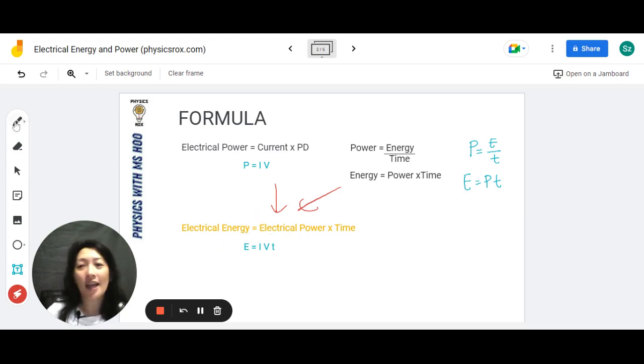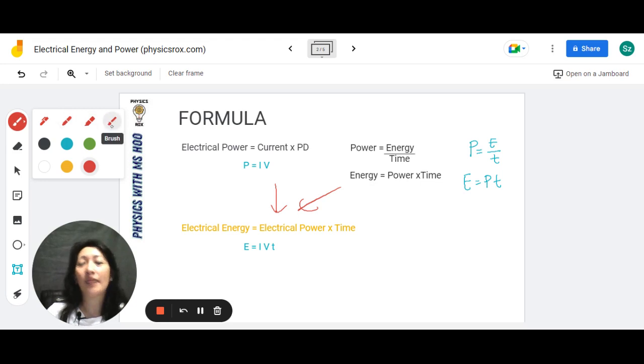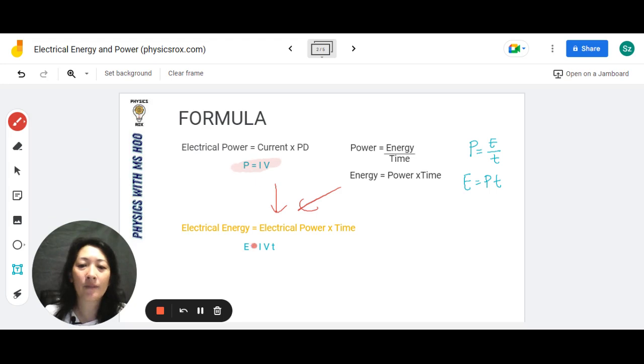And that's it. If you have these formulas, that's all you need in order to solve power and energy calculations for electrical circuits in your examination questions. You need to know this formula, and this formula, and you should be able to solve most questions. Of course, sometimes you would need to know this formula as well. So having these three is enough.